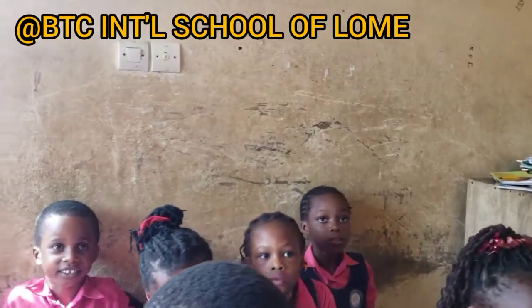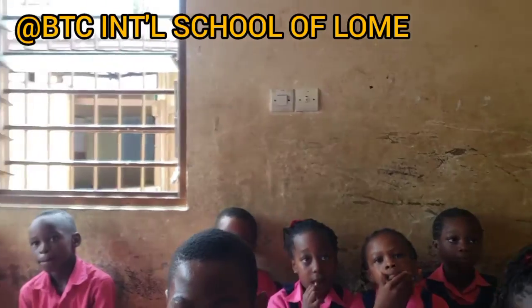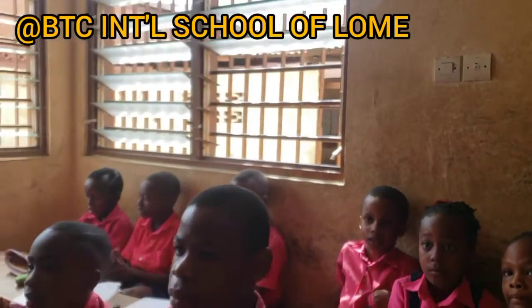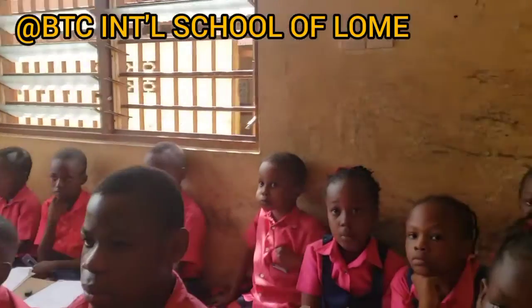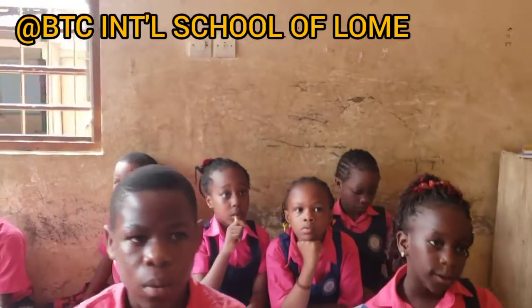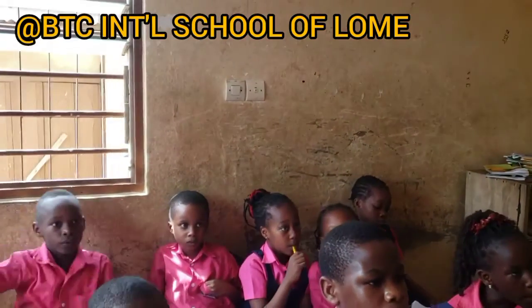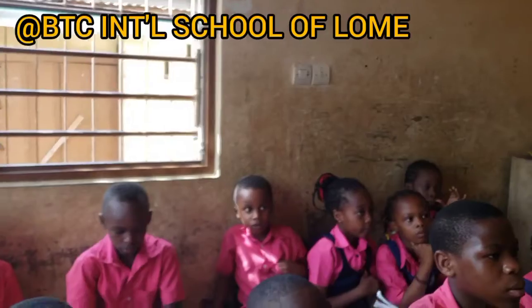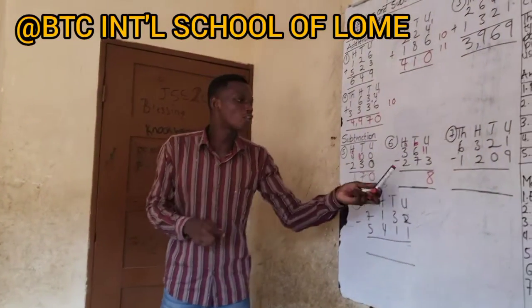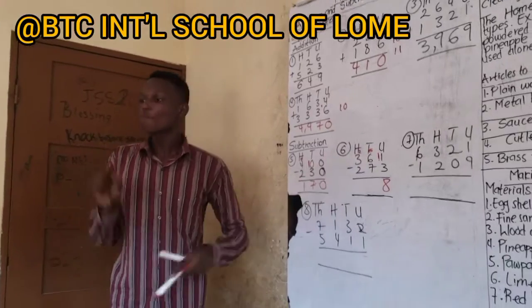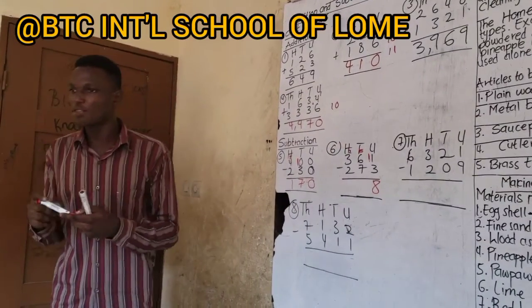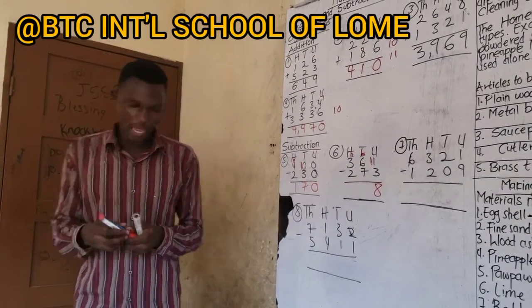What do we have left? 5. So we are going to be subtracting 7 from 5. Is that possible? No. What do we do? We borrow from these 3 and it's left with 2 here. We add it to here, making how many? 15. So we are now going to subtract 7 from 15. So 15 minus 7 is giving us what? 8. And that is correct.